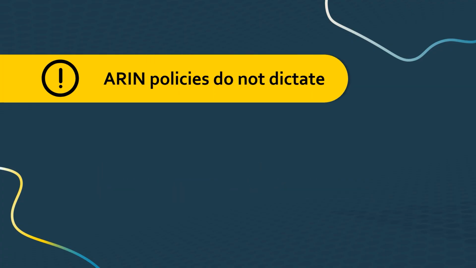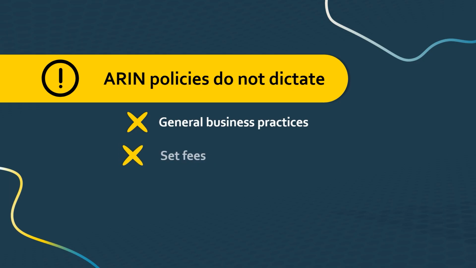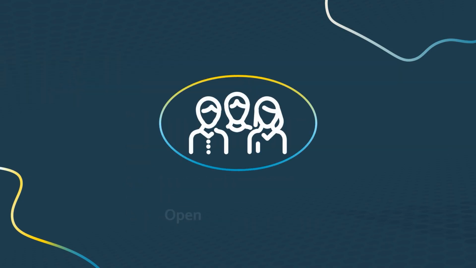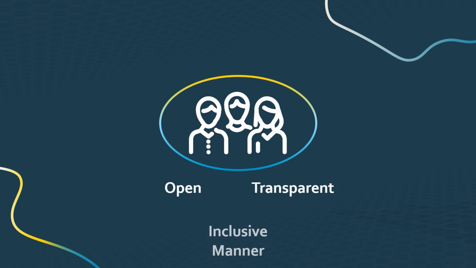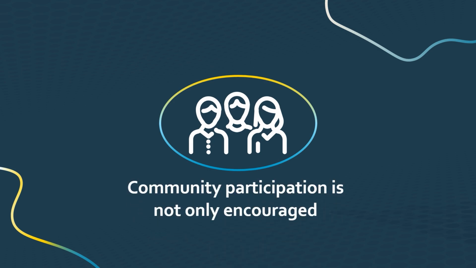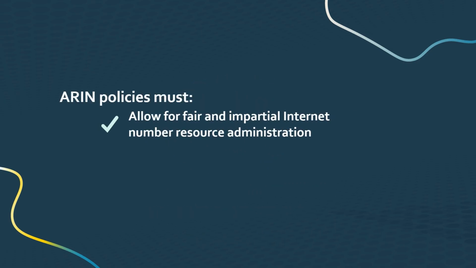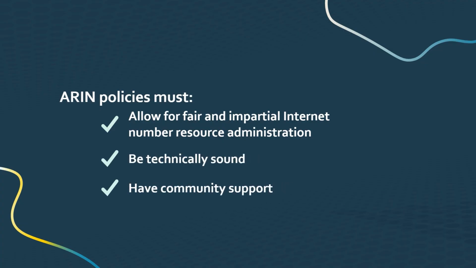It is important to remember that ARIN policies do not dictate ARIN's general business practices, set fees, specify implementation methods for staff, or dictate the policy development process itself. Policies are developed by the community in an open, transparent, and inclusive manner. Community participation is not only encouraged, it's essential. ARIN policies must allow for fair and impartial Internet number resource administration, be technically sound, and have community support.